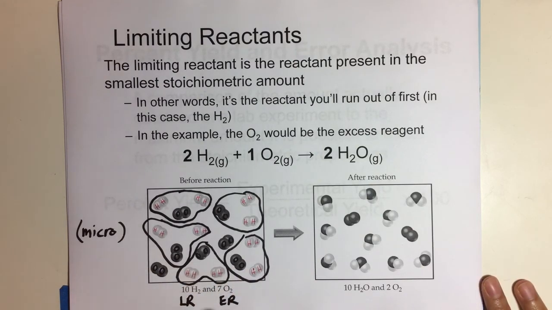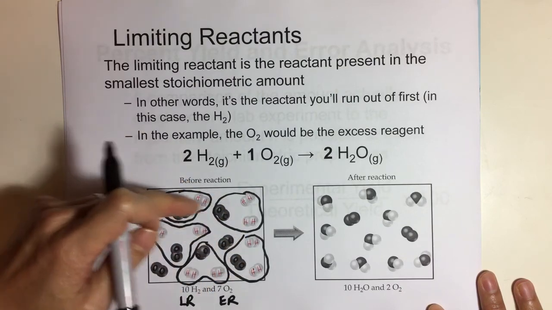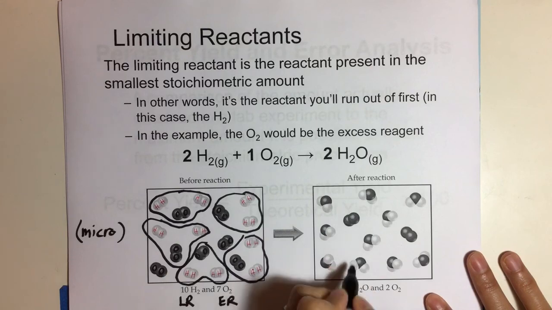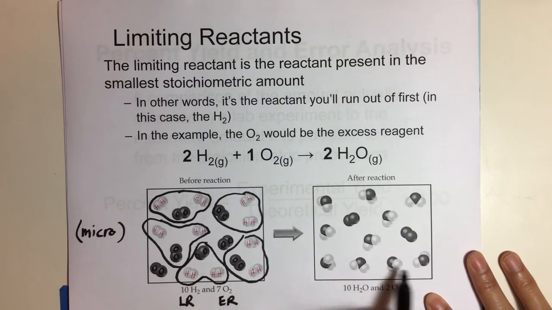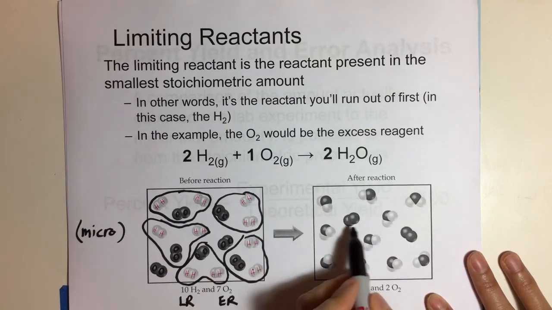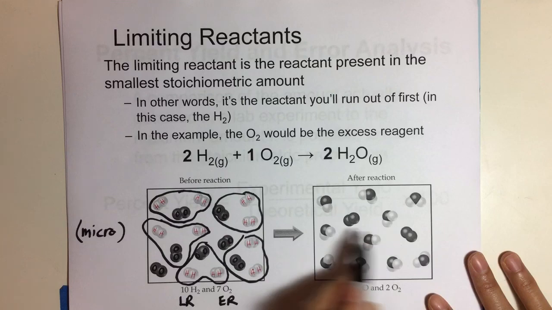So notice how many water molecules you can make. You can make 2 for every grouping, right? 2, 4, 6, 8, 10. So the max you can make is 10 water molecules. Take a count of it. 1, 2, 3, 4, 5, 6, 7, 8, 9, 10. And notice the 2 oxygen molecules that are in excess.